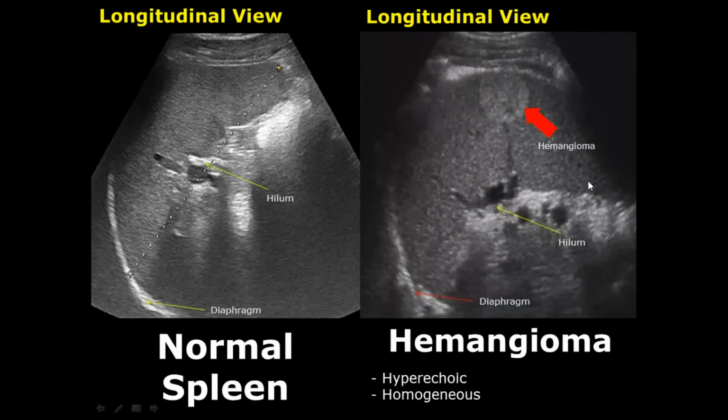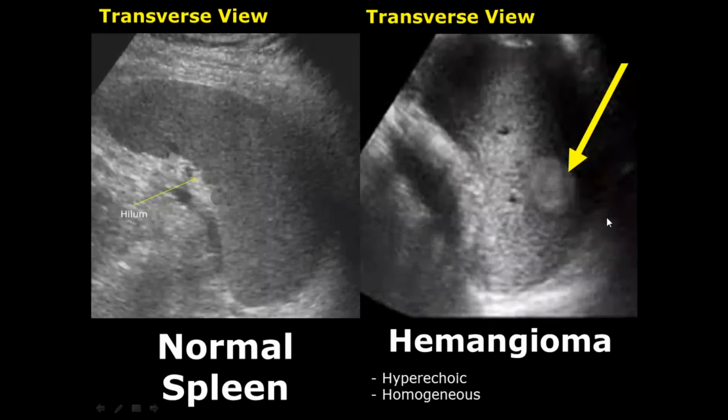A hemangioma in the spleen will appear as a hyperechoic, well-defined lesion, and it is also homogeneous. Another image of a hemangioma in the transverse view, appearing as a hyperechoic and homogeneous lesion.